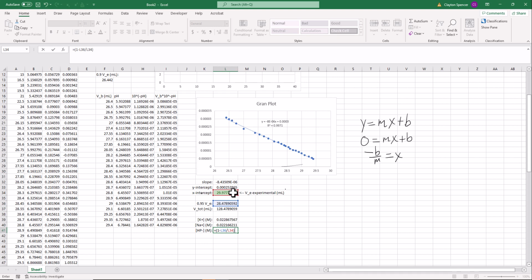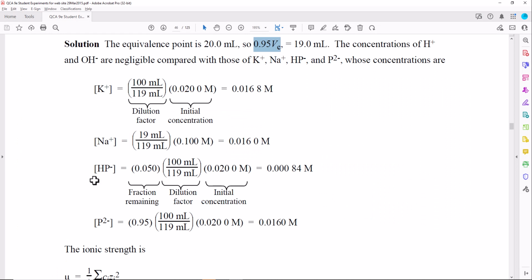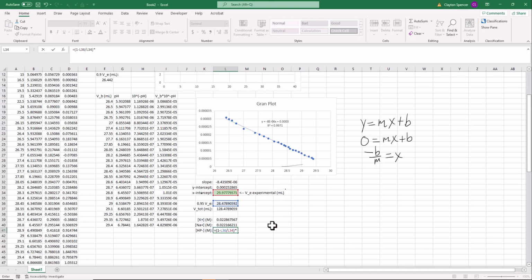So you could just type in 0.05, but later we may have volumes that aren't quite easy to write down in decimal form, so we can calculate them from this ratio, okay? So 1 minus the volume added divided by the equivalence point volume will give you the fraction left. And then we multiply that by, if you remember, go back to our thing here, this dilution factor and this initial concentration. But that's just the same as the K plus concentration. So I'm going to make use of that fact and just multiply by our K plus concentration. So we hit enter, and there we go.